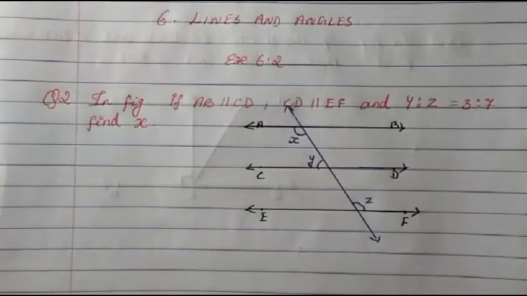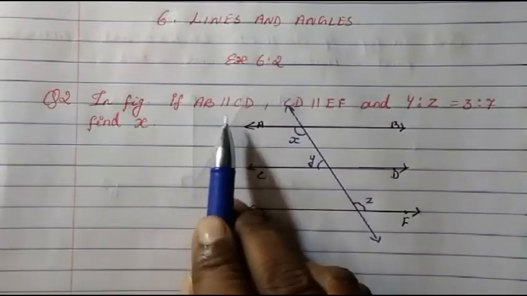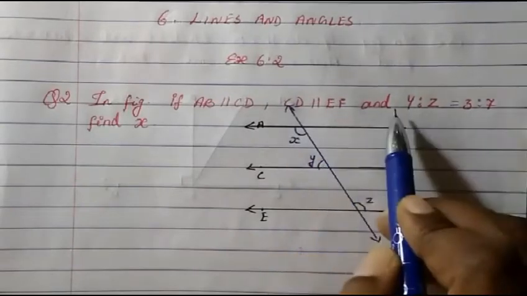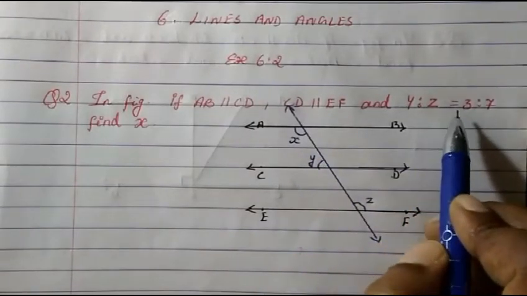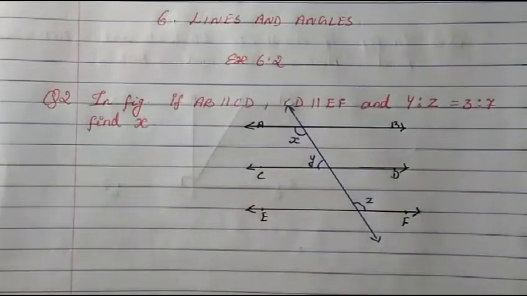Today we are going to study from chapter 6, Lines and Angles, exercise 6.2, question 2. In the figure, if AB is parallel to CD, CD is parallel to EF, and y is to z is equal to 3 is to 7, find x. So let's try to understand the question first.